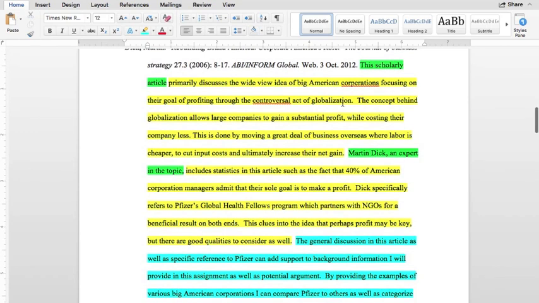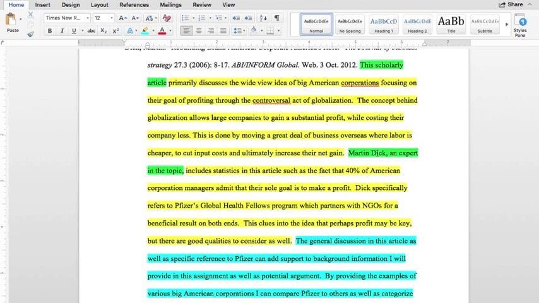Now, if you notice, something that's really lacking here is the evaluation. They tell me what type of source it is. They say it's a scholarly article. Okay. They tell me Martin Dick is an expert in this topic. Okay. But they don't tell me why it's a scholarly source. They don't tell me what makes Martin Dick an expert. They don't even tell me what the topic is that he's an expert in. And this is really problematic. So this is a good example of what not to do, right?